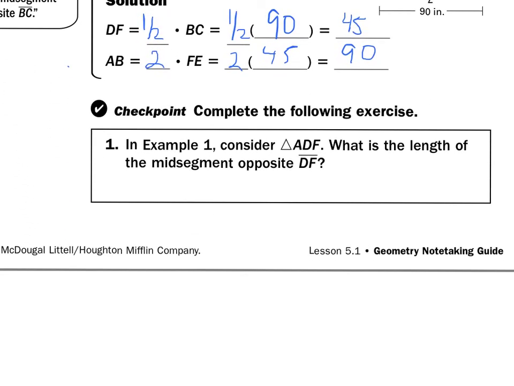Checkpoint. In example 1, consider the triangle ADF. What's the length of the mid-segment opposite DF? Okay, start the video again when you're done.